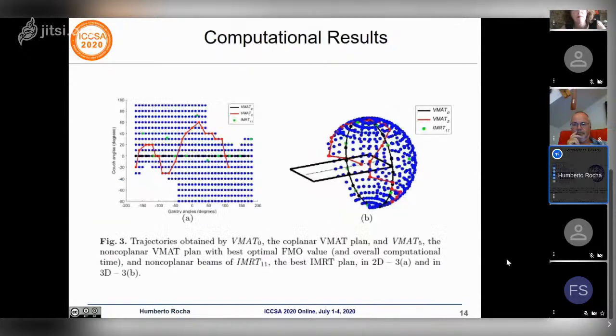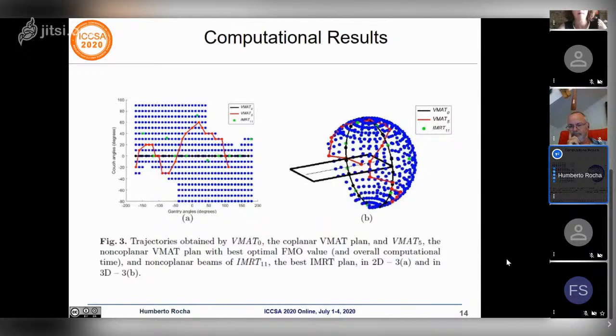As medical physicists do not care about objective function values, but rather other clinical metrics, we compare the best plan obtained with our strategy, both in terms of objective function value and computational time, which is VMAT5, with the best step and shoot strategy, IMRT11, and the typical rotational plan used in clinical practice, VMAT0. 0 means that the couch is fixed at 0 degrees.